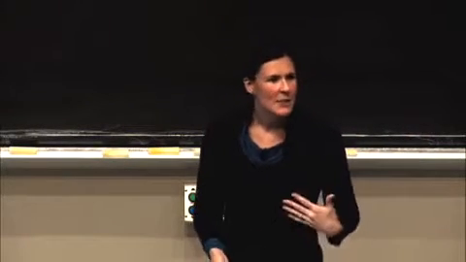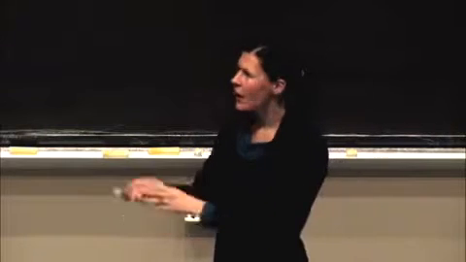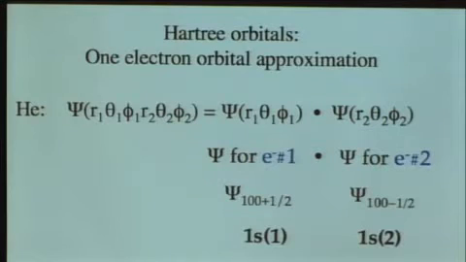And when we describe this in chemistry terminology, we would call the first one the 1s, and 1 is in parentheses because we're talking about the first electron there, and we would multiply it by the wave function for the second one, which is also 1s, but now we're talking about that second electron.